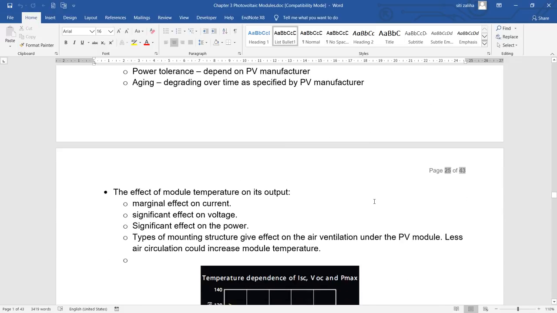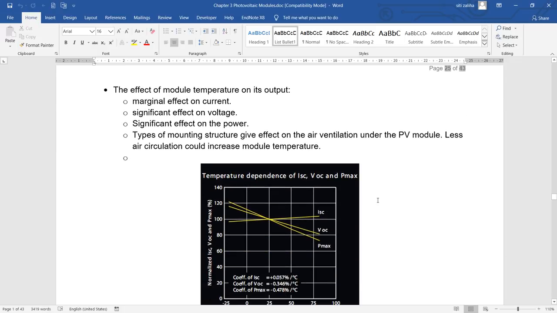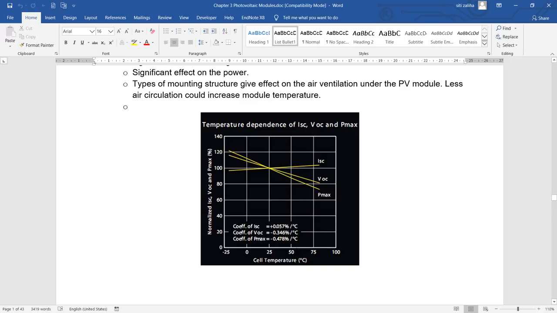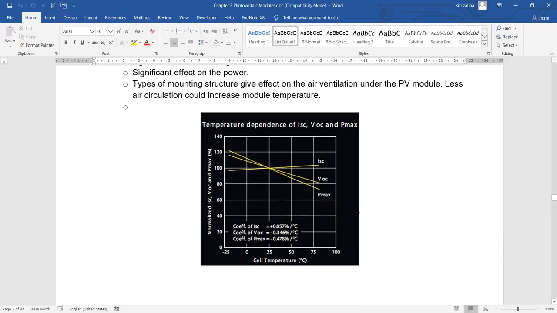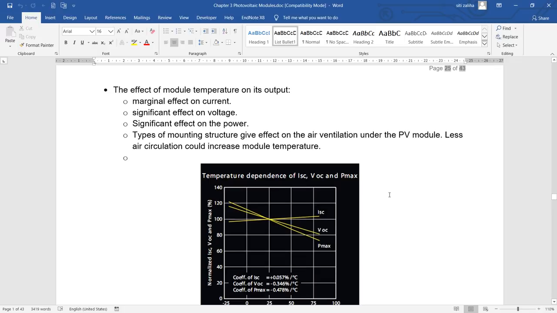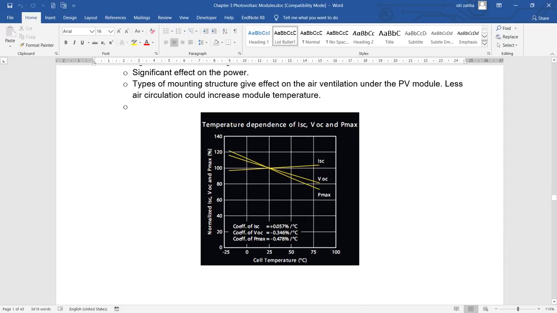So, the effect of module temperature on its output. The module temperature or cell temperature will give a marginal effect on the current. When the cell temperature increases, the current will increase. But opposite with the voltage and power, the module temperature will give a significant impact on the voltage and power, which is when the temperature increases, voltage and power will drastically decrease. So it's very important to have a mounting structure that gives good air ventilation under the PV module. Less air circulation could increase the module temperature.